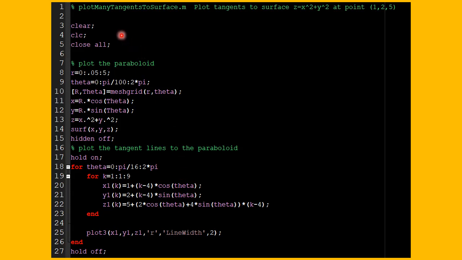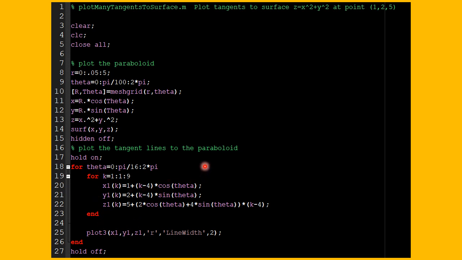So here's the program that can produce all of those tangent lines that we saw before. We first clear things and close the figures if any existed already. This first part of the program we have seen before. This is the part that plots the paraboloid. And now the second part of the code down here is going to plot all of those tangent lines.